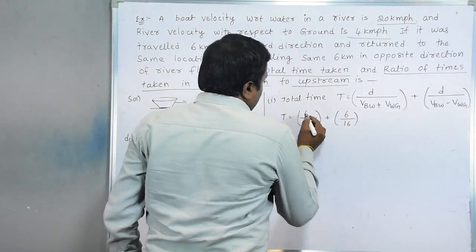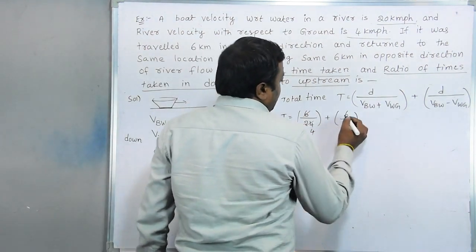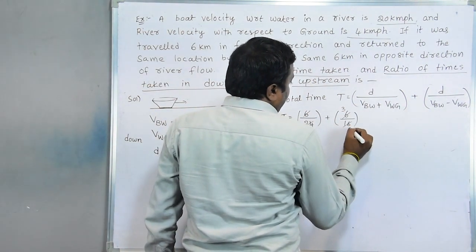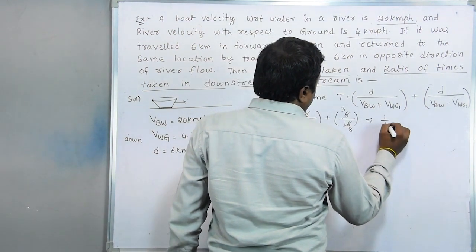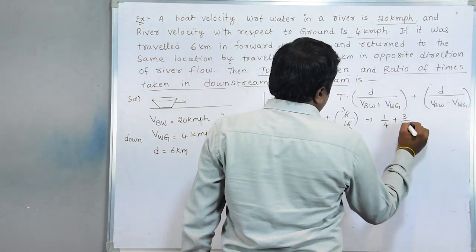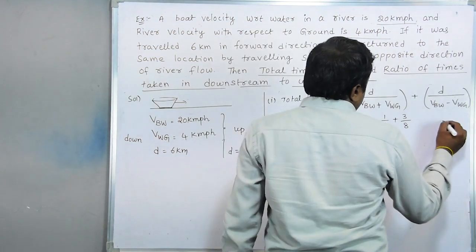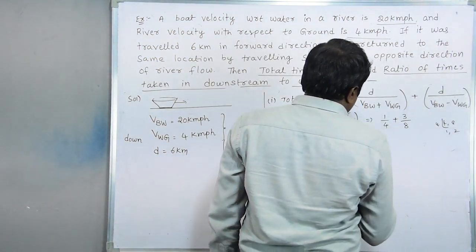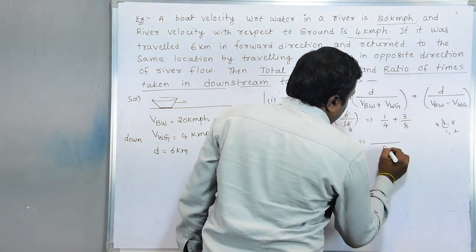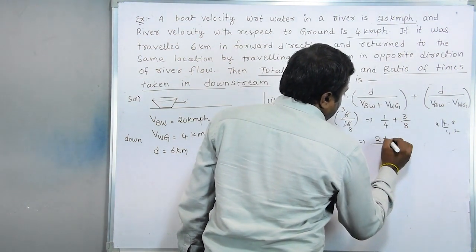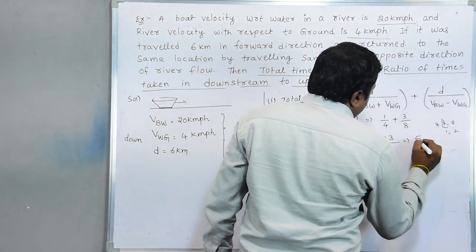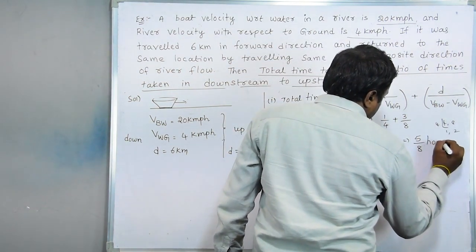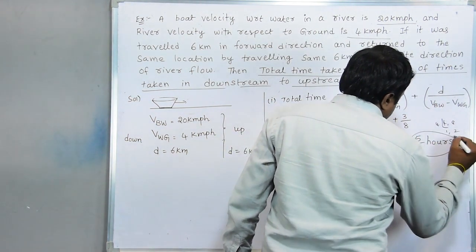20 minus 4. 6 ones are 6, 4 eights are 8, 3. That is 1 by 4 plus 3 by 8. So making the LCM of 4 and 8, the LCM is 8 only. Here 2 plus 3 equals 5 by 8 hours. It is 5 by 8 hours.